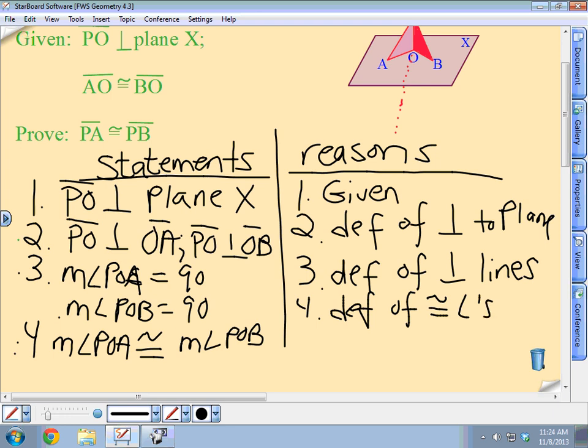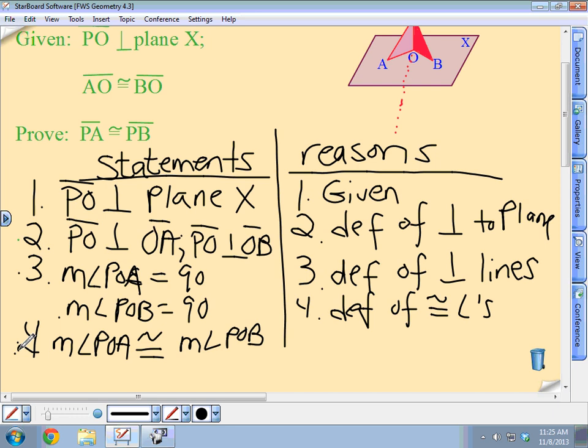Aren't they also equal because of substitution? You could put that as a reason because you could substitute in the measure of angle POB for 90. Well, we know the measure of angle POA equals 90, but so does POB. So you could say the measure of angle POA equals the measure of angle POB. But that doesn't really help me, because I want to say that they're congruent. I don't want to say that their measures are equal. Right, okay.